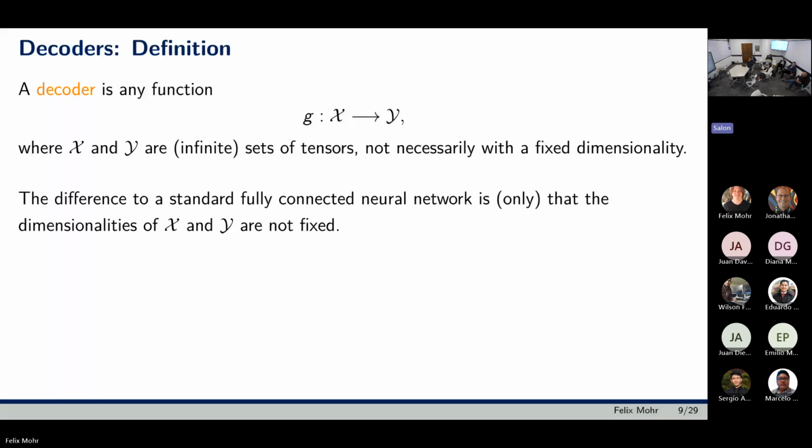Typically you would say that this set X is maybe R to the 6, because you have 6 attributes, and every instance is described by 6 attributes. Or maybe you have an image.